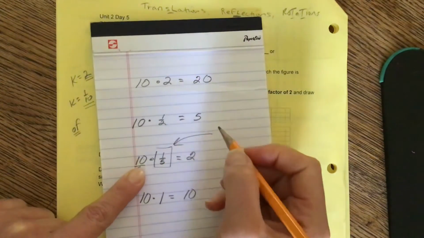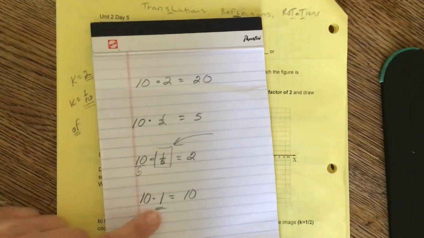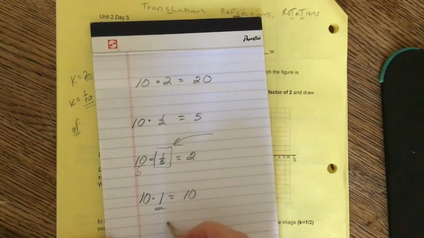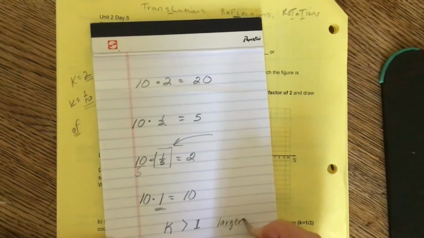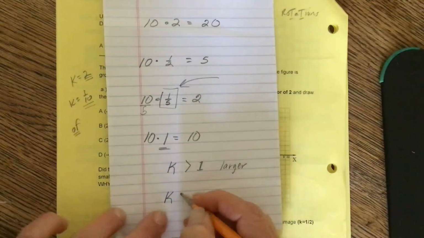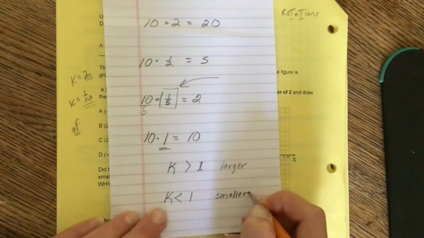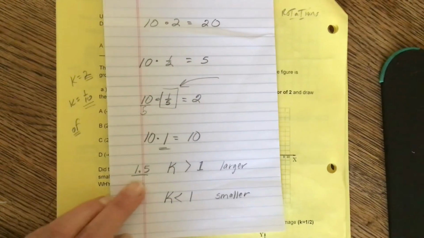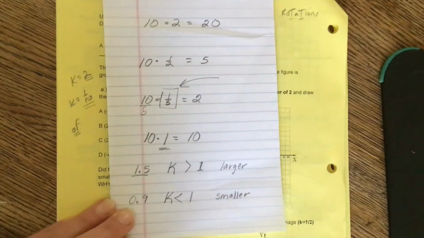If I take any number smaller than 1, it's going to make this number smaller. However, if I take a number bigger than 1, it's going to make it bigger. So our scale factor, essentially K, if it's bigger than 1, then our number's going to get larger. But if it's smaller than 1, then it's going to get smaller. Okay. So if I multiply even by 1.5, that's bigger than 1. That will make the shape grow. And if I multiply it by 9/10, it will shrink.